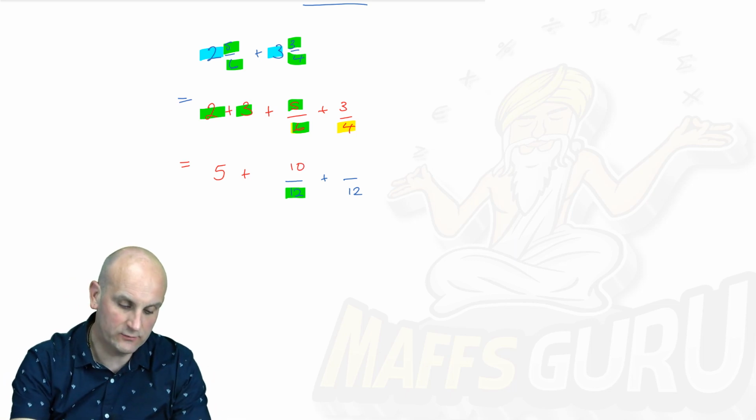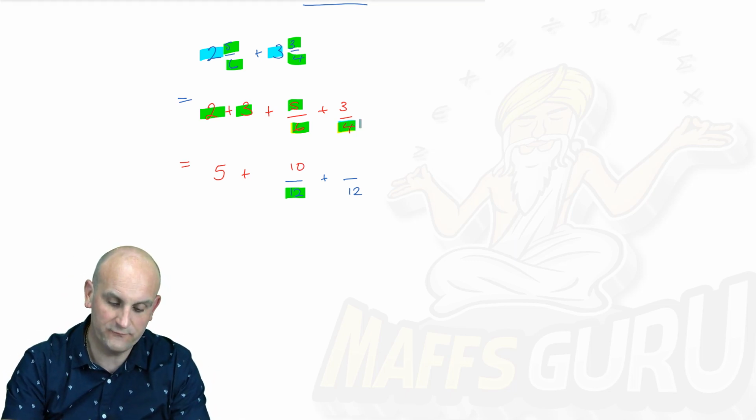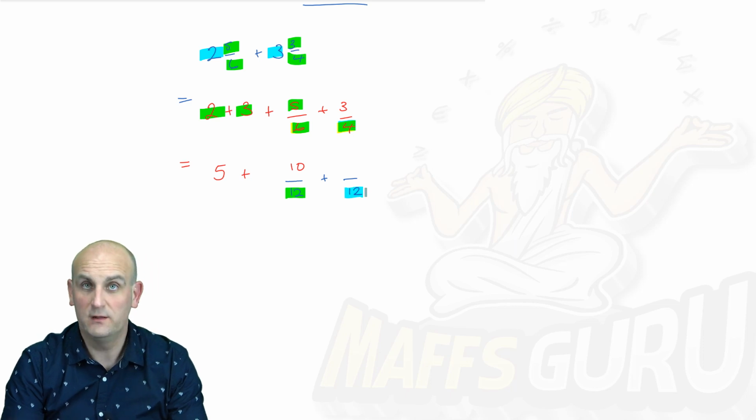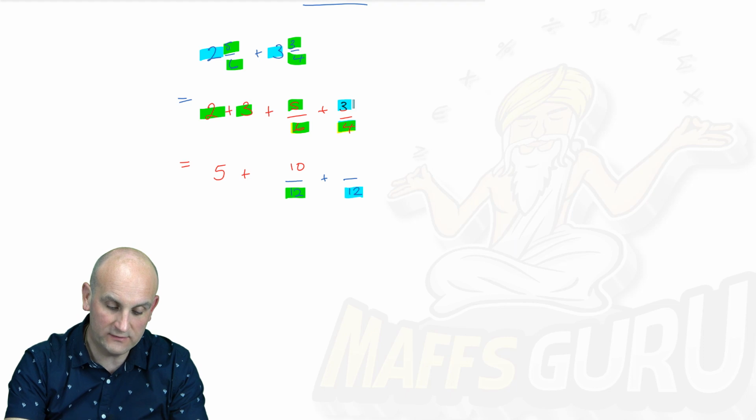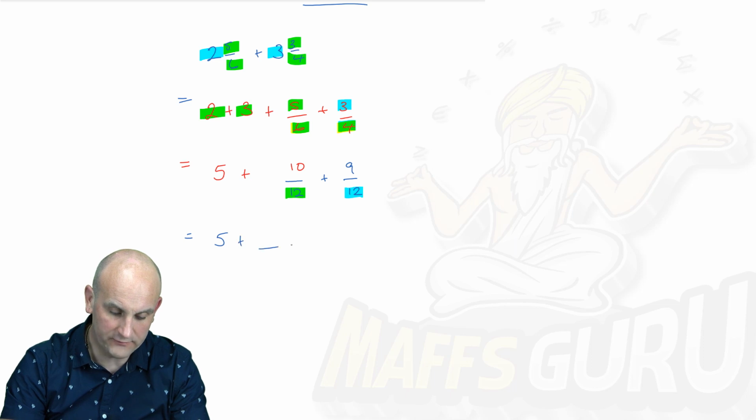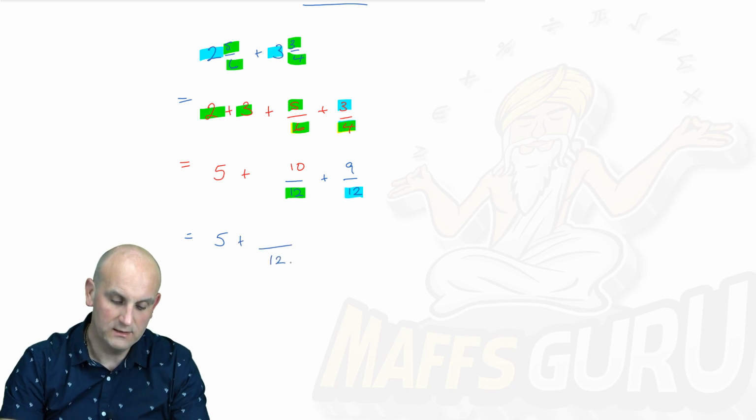And now let's look at the next one. Let's do this one in blue. That's gone from 4 to 12. How have we gone from 4 to 12? You've made it 3 times bigger. So I now need to make the top 3 times bigger, which gives me 9. So we end up with 5 plus, the bottoms are now the same, and that becomes 19 on 12.